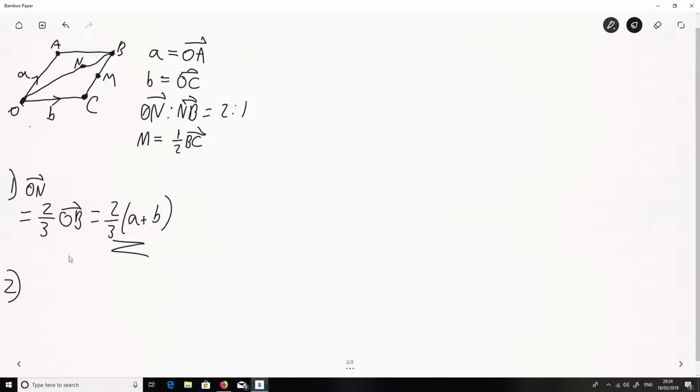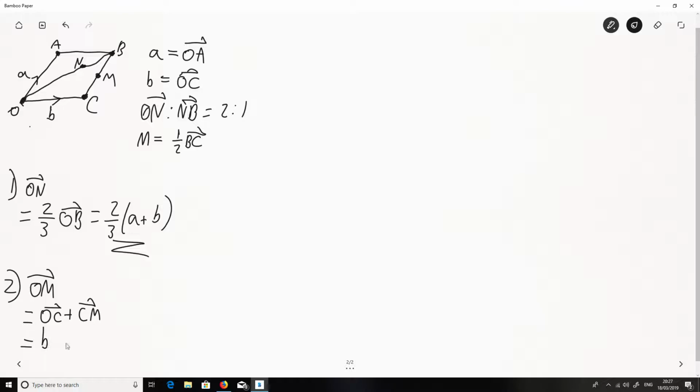The next one we will cover, 2, is the distance OM. So in order to get to OM, we can see that it's the distance OC plus CM. So OM is equal to OC plus CM. Now we need to figure out what OC and CM are in terms of A and B to solve this. OC is just equal to B. It's one of the definitions we're given at the start.